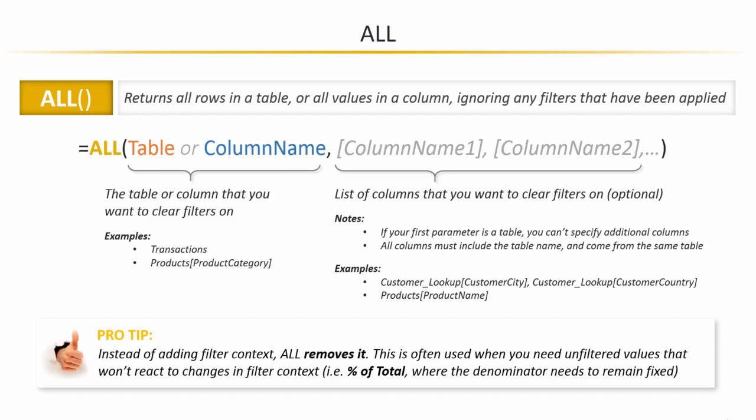And that sounds a little confusing and counterintuitive at first until you realize what it's commonly used for, which is when you need unfiltered values that you don't want to react to changes in filter context. Great example, which we're going to practice, is a percent of total calculation, where your denominator, your grand total, needs to always remain fixed. So let's head to Power BI and give this a shot.